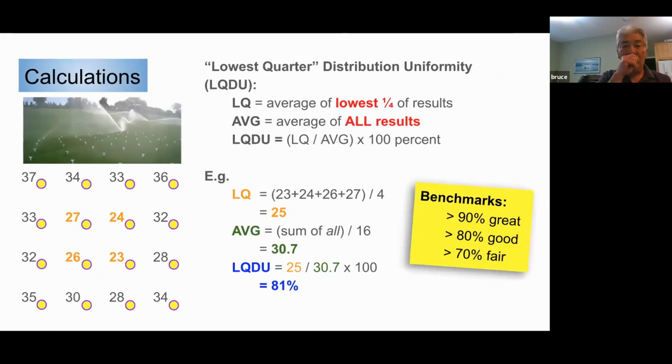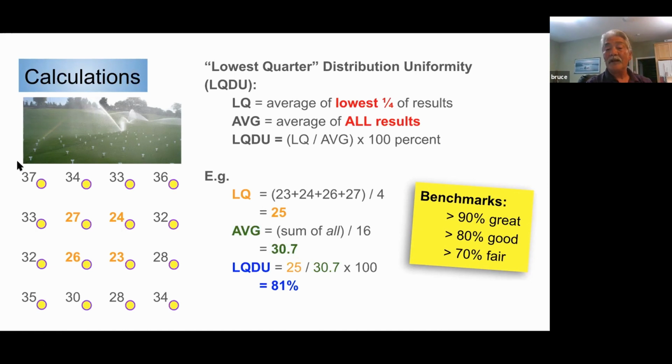Okay, so once we have all this information gathered, the most accurate way that you can compile your results is by utilizing something we call the lower quarter distribution of uniformity. And simply all you're doing there is you're taking the average of the lowest quarter of the entire project, and then taking the average of the whole area that you're covering, and then dividing your lowest quarter by your average.